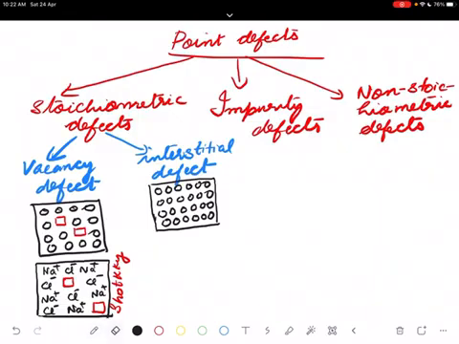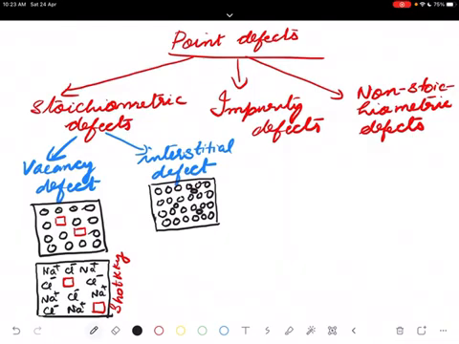Suppose this particle is shifted to the interstices. Or, in addition to these particles, some extra particles are coming. So two things can happen. Extra particles are getting added in the interstices. I am showing one extra particle here, one extra particle here, one extra particle here, same black only.